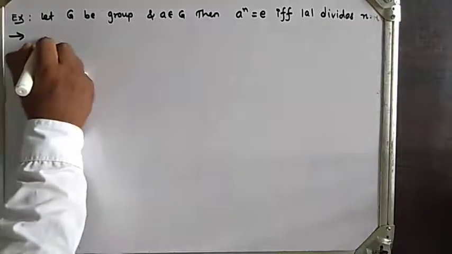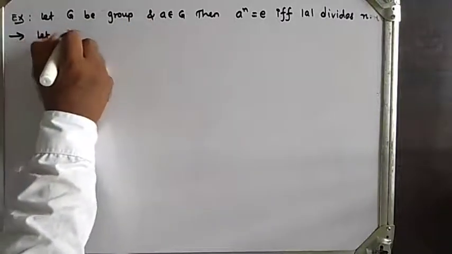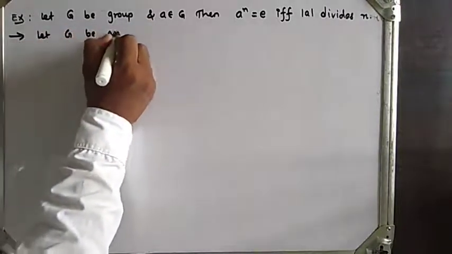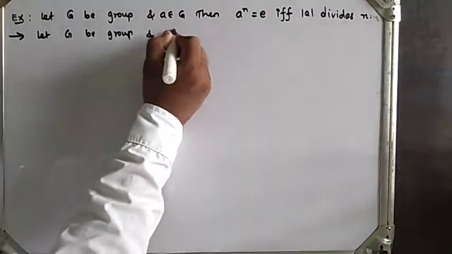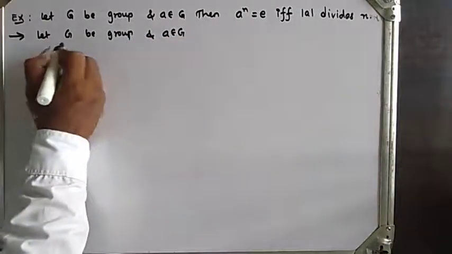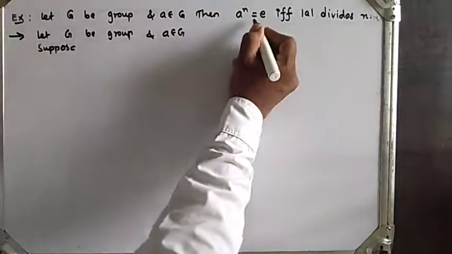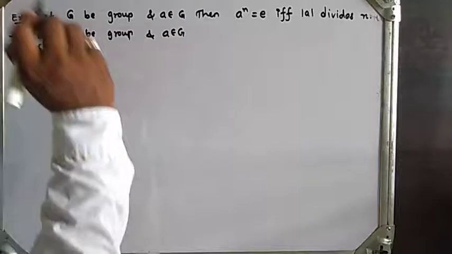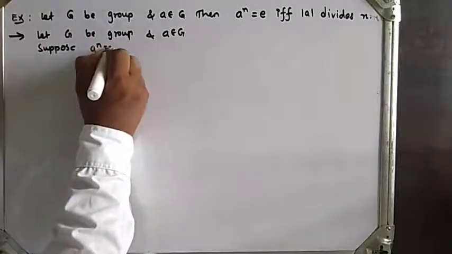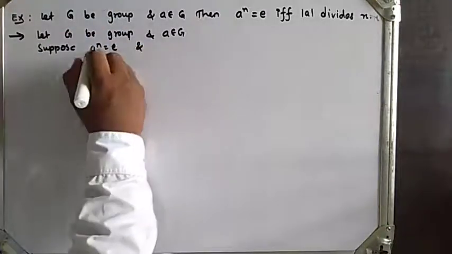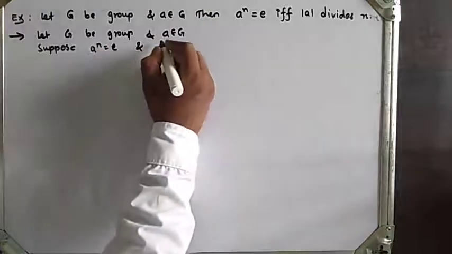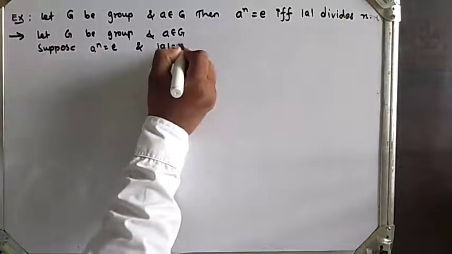Now here let G be a group and A belongs to G, and also suppose we consider A raised to n is equal to identity, that will prove order of A divides n. So here A raised to n is equal to identity, and I will suppose order of A is equal to m.